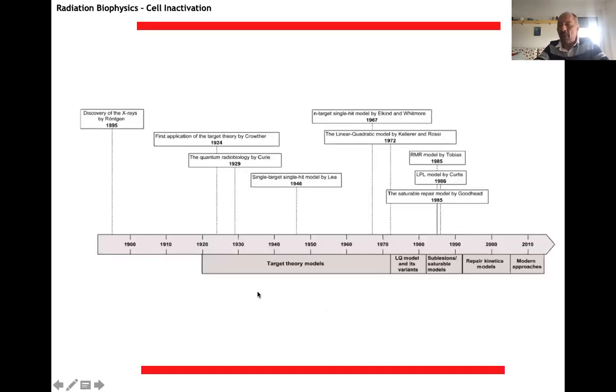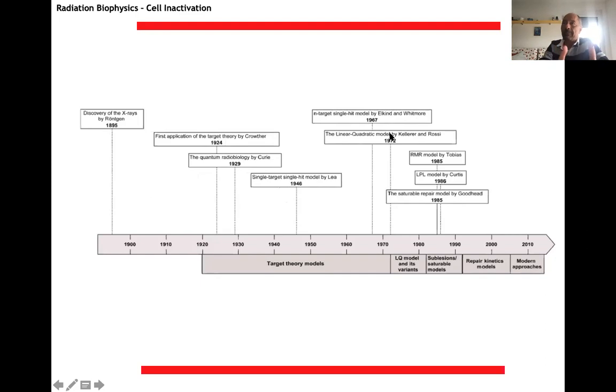This is a bit of a historical chart, from the discovery of X-rays to the first models for radiation biology. The target theory was already introduced in the 20s, but then perfected by Douglas Lea, one of the greatest geniuses in the field of radiation biology, in his book in 1946. And later, you see refinement of the Lea model by Elkind and Whitmore. Microdosimetry, that we have seen already in the physics part.